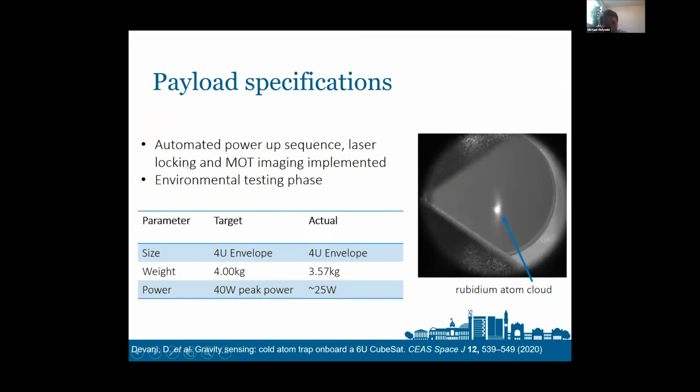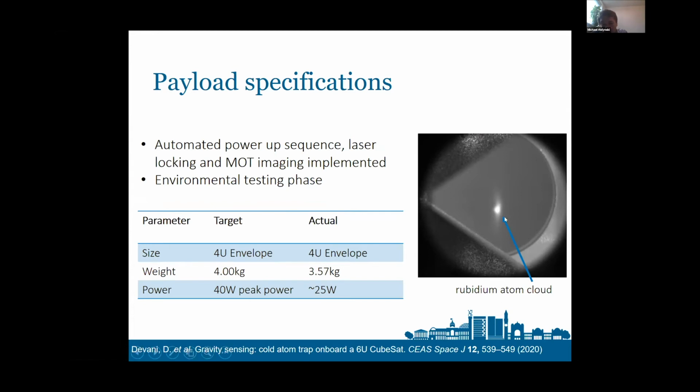And to give you an idea of what's been achieved there, the payload specifications, the target for the payload, not the overall platform, is 4U, so that's the cold atom part, so to speak. That's been achieved. The weight, they've managed to be slightly under budget there, so 3.5 kilograms or so, and they've managed to achieve overall 25 watts inside the overall power consumption. So I think this is quite a nice achievement.